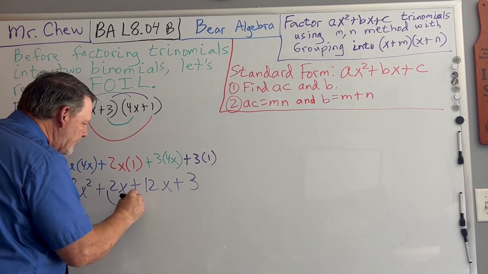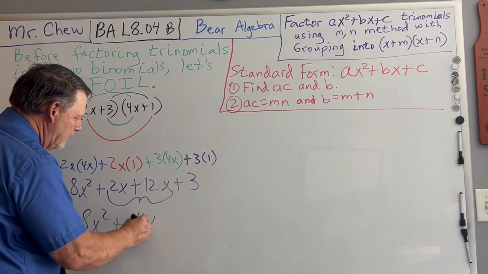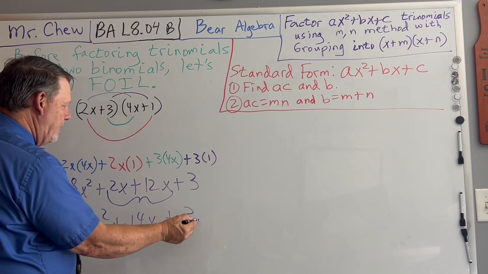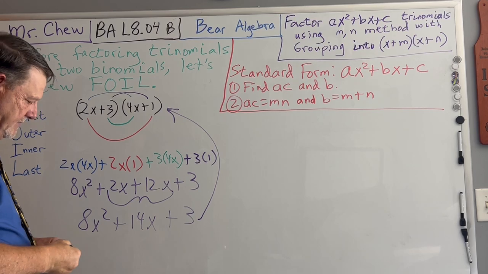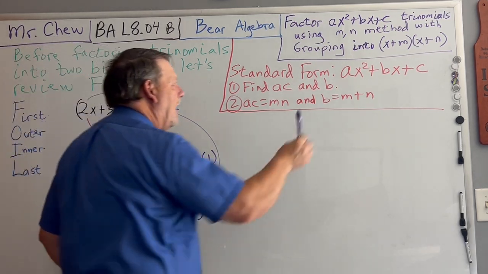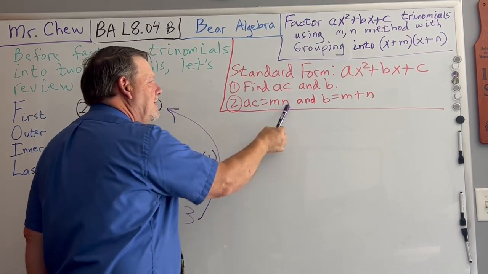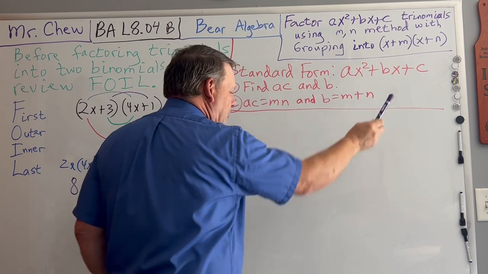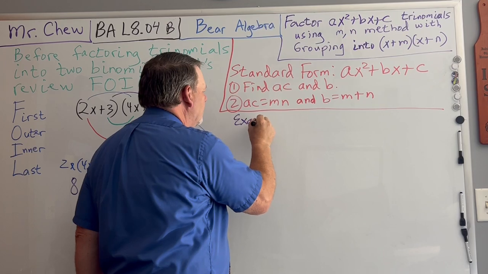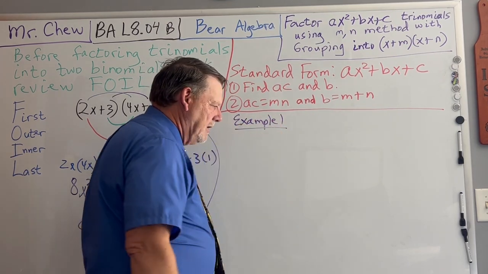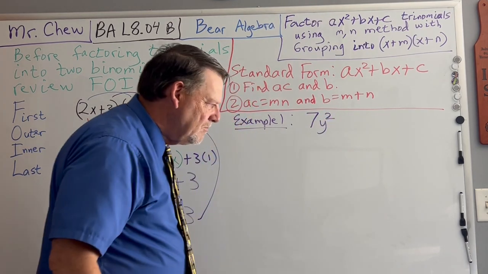This is what I'm trying to get us to break down, because we're going to be given this, and they're saying, how do you get from here up to here? And it's not really easy. So it starts out just by knowing the standard form, finding AC and B, knowing that AC is going to be MN in the little T table you make, and B is going to be M plus N. So let's look at example 1. Example 1 is 7y squared plus 11y plus 4.